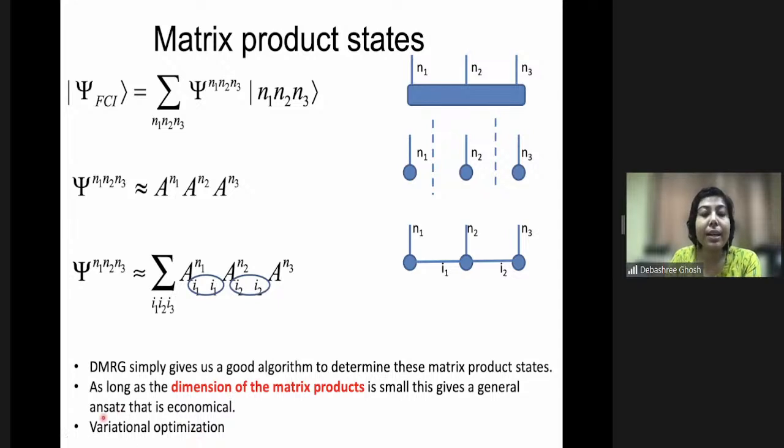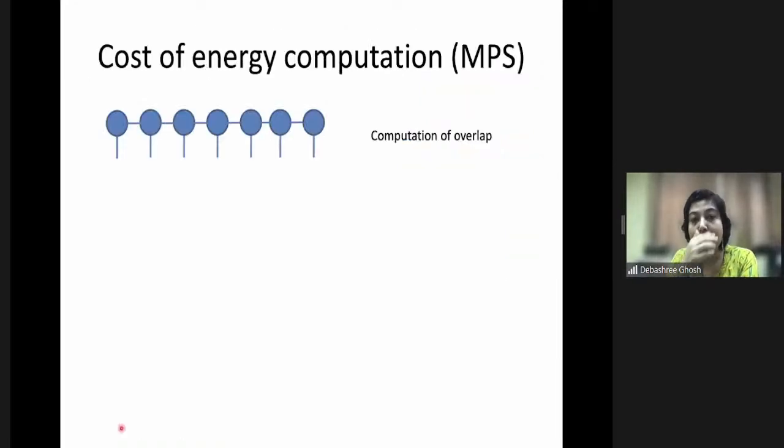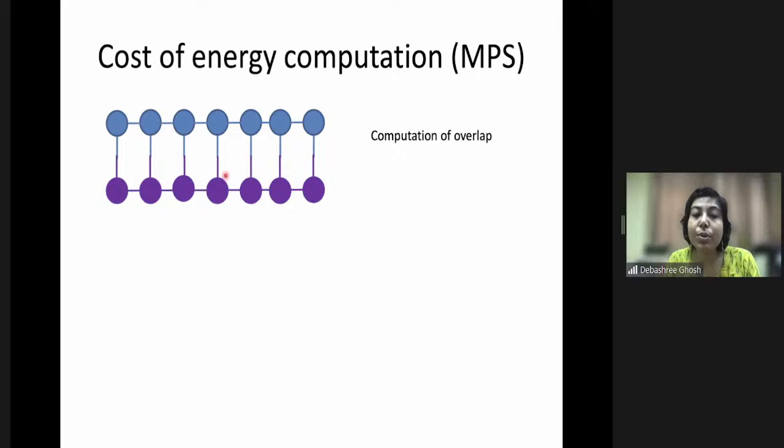But there's another part, this is the second thing that we should always remember, that this is a variational optimization. So let's look at what a variational optimization would mean. It would definitely mean calculation of energy repeatedly, because I will take a derivative with respect to energy in some form or the other, and optimize the coefficients somehow. So if I want to compute the overlap of a matrix product state, this is what it would look like.